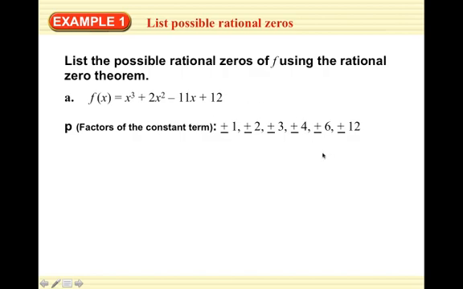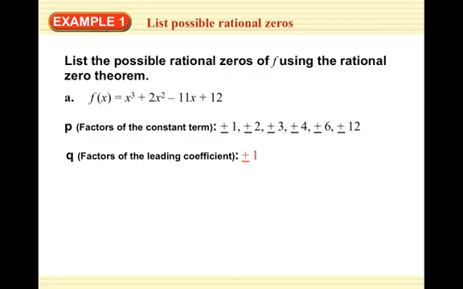Now, in this case, our q's are going to be easy because the coefficient of our leading term is just 1. So when we list our q's, again, it's the factors of the leading coefficient, it's plus or minus 1. Now on your notes, I want you to write out what p is. I want you to write out this factors of the constant term, for q, factors of the leading coefficient. But when you do your work, you can just do p colon and list all the factors of the constant term, q colon, all the factors of the leading coefficient. Now if you want to write out the description there, that's fine, but I'm just telling you, you don't have to.